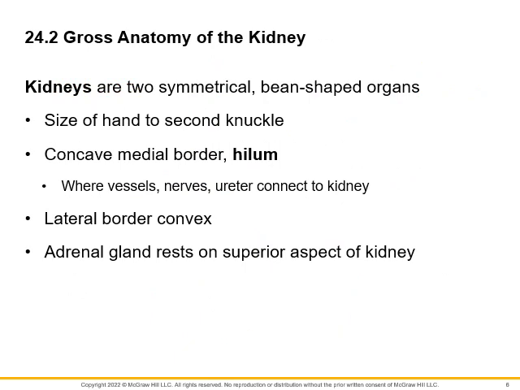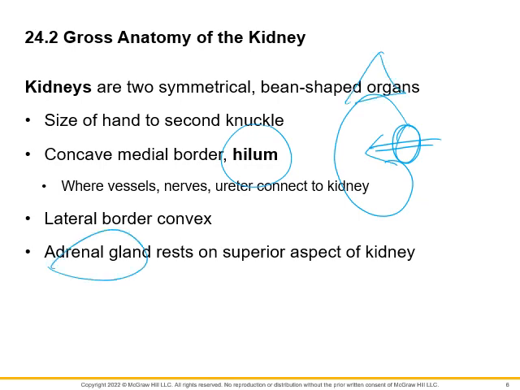Anatomy of the kidney. So the kidneys, there's two of them. They're symmetrical. They're bean shaped. You're going to see this term hilum again. So we saw this in the lungs. It was kind of the entryway point. You're also going to see the adrenal glands, the hats that sit on top of the kidneys.